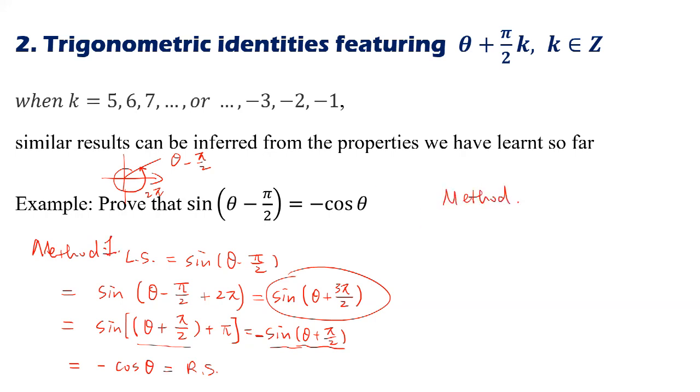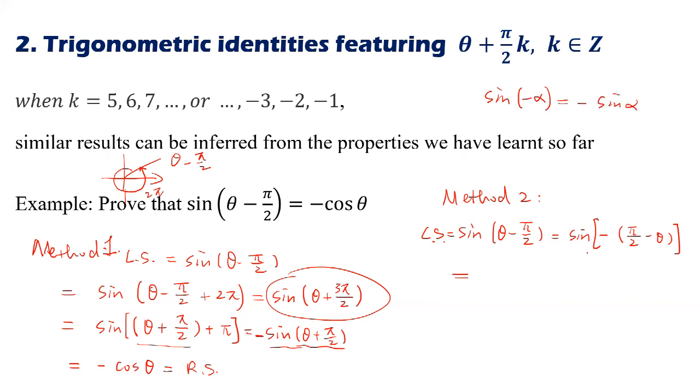And there is another method. Let's call this method 2. So note here, the left side equals sine of theta minus half pi, right? Which is rewritten as sine of minus, half pi minus theta, right? Okay, so we have already known that sine of minus alpha equals minus sine alpha, right? So here, this is minus sine of half pi minus theta, right?